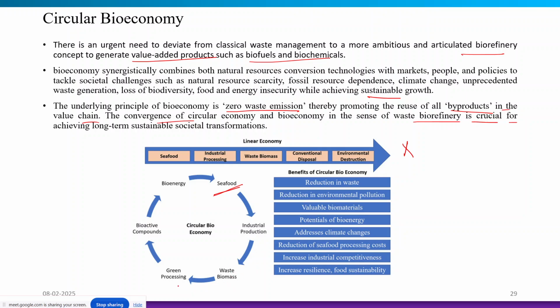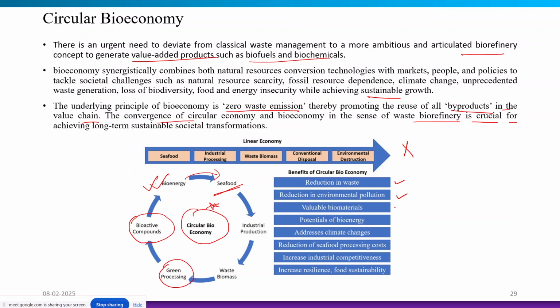The waste biomass is green processed, and then from there various bioactive compounds are being produced, and from there we are getting a lot of bioenergy. This bioenergy is again used for the growth of the seafood. So here we are able to maintain a circular bioeconomy, and we are also getting a lot of output products out of this system. So the benefits of the circular bioeconomy are the reduction in waste and the reduction in environmental pollution.